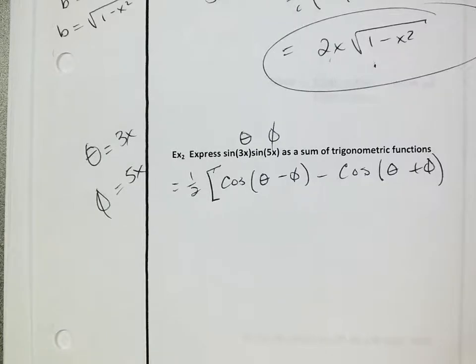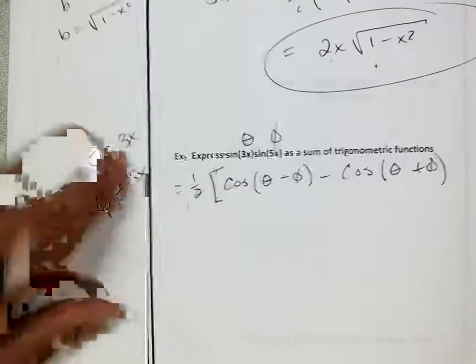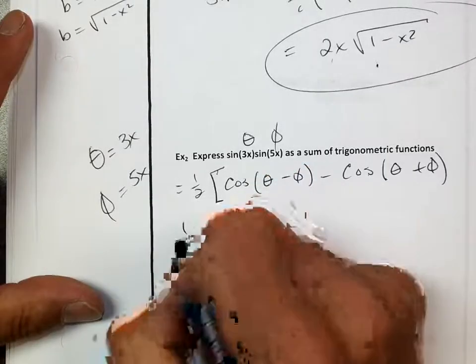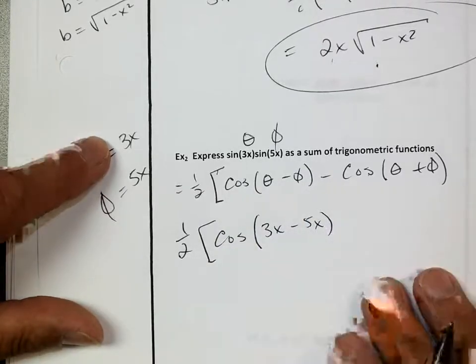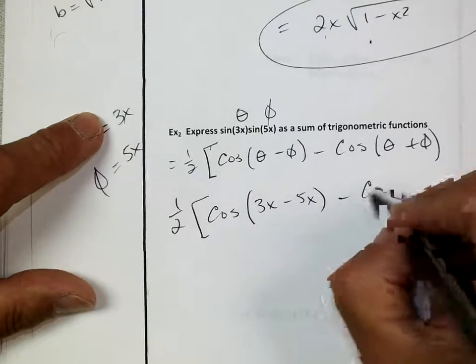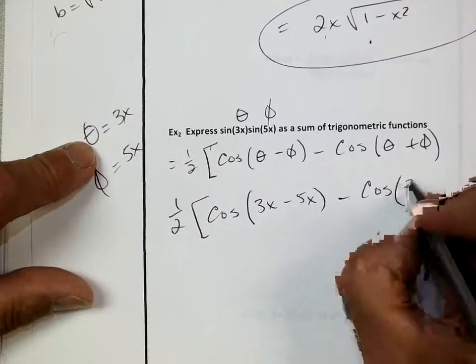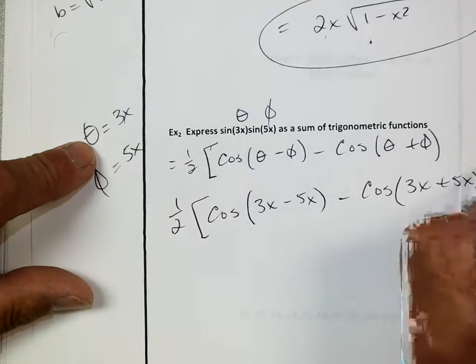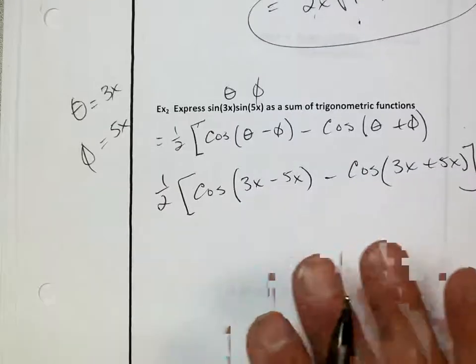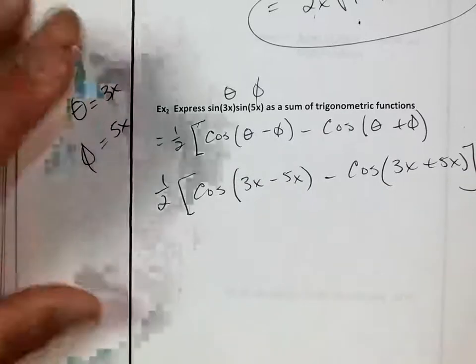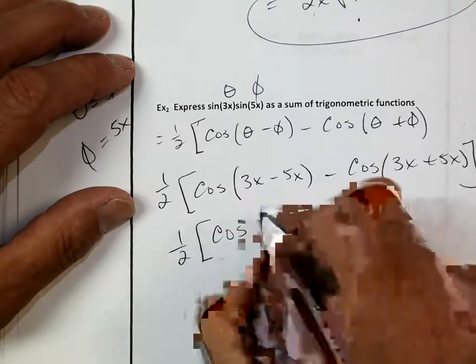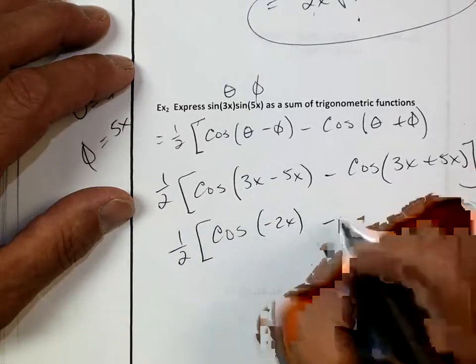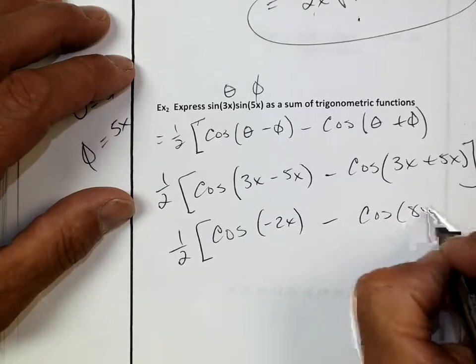This one's easy, honest. You're going to like this one. So let's just plug in 3x and 5x. We're going to go 1/2 cosine of 3x minus 5x. All right with that? Minus cosine of 3x plus 5x. Okay, how am I doing? Which will make 1/2 times cosine of negative 2x minus cosine of 8x. How am I doing?